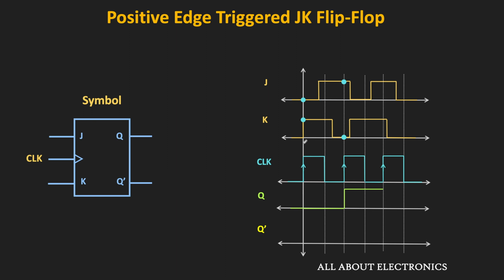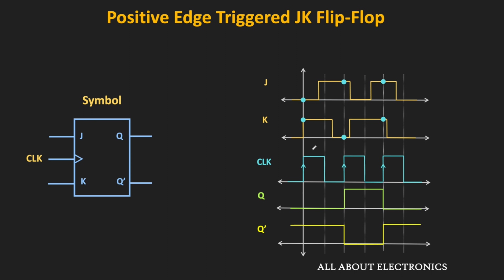Now at the next rising edge, if you see, now both J and K inputs are 1. And therefore, the output of the flip-flop will toggle. That means currently, since Q is 1, in the next state, it will become 0. And it will remain in the same state until the next rising edge. So this is the overall output of this JK flip-flop. And if you see this Q bar output, that is exactly opposite to the Q output.